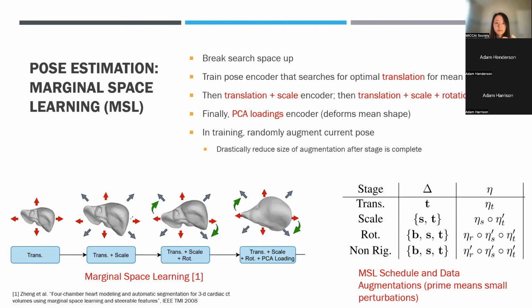I'm not saying that marginal space learning is the only way to do it, but I think that some way to break up the search space is critical to get this working. And that's something that is not unique. I think that's a challenge. That's something that the classic statistical shape models also had to do to get them to work, particularly when we're talking about 3D segmentation.